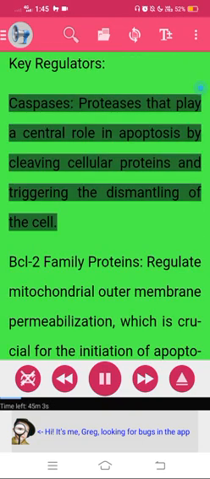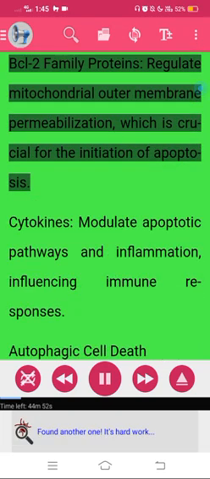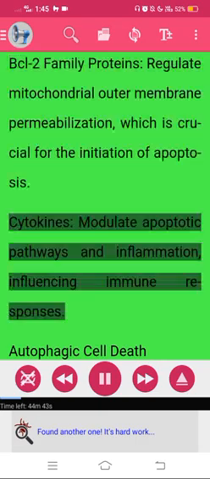Key regulators. Caspases, proteases that play a central role in apoptosis by cleaving cellular proteins and triggering the dismantling of the cell. BCL2 family proteins regulate mitochondrial outer membrane permeabilization, which is crucial for the initiation of apoptosis. Cytokines modulate apoptotic pathways and inflammation, influencing immune responses.